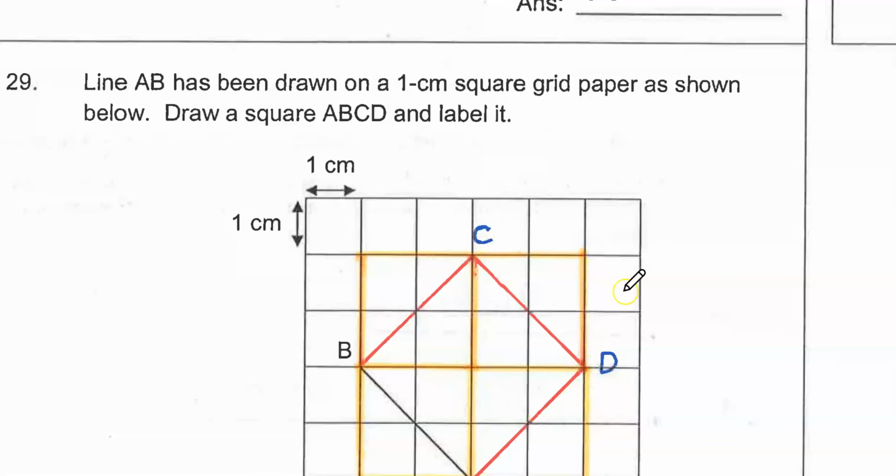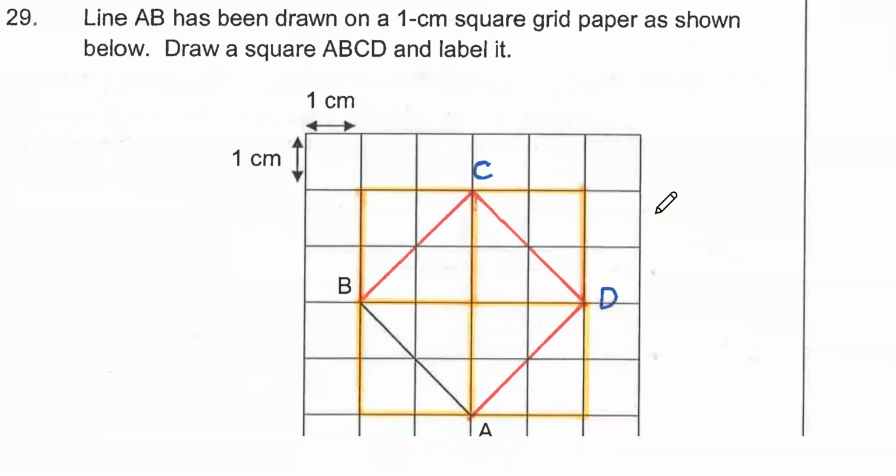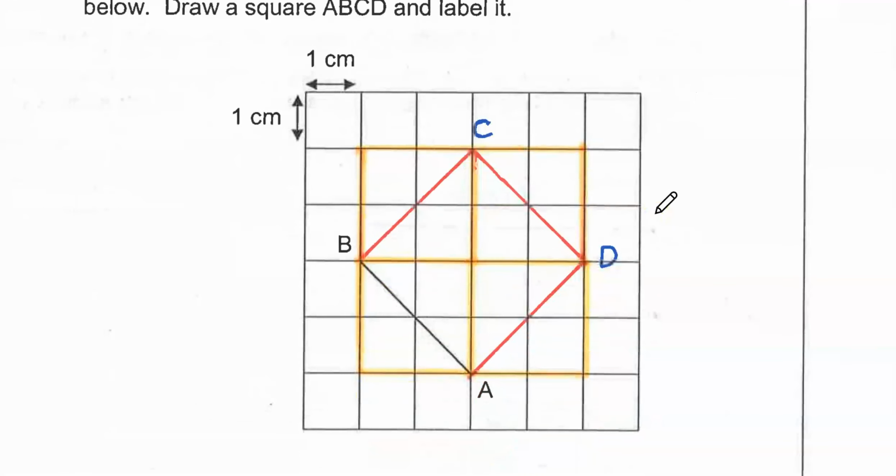Number 29. All these are 1 cm squares, as shown below. Draw a square ABCD. The line BA was originally given, and watch out, this BA actually is diagonally drawn on this large square of 4 squares. So in order to draw the opposite line, you make sure there's a large square over here of 4 squares. Draw diagonally down this way.